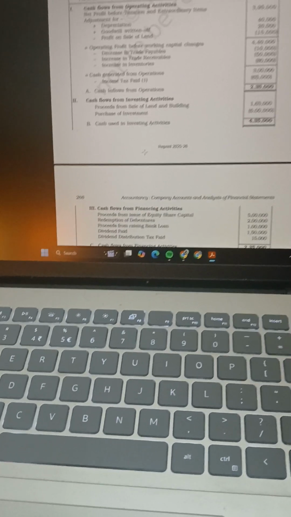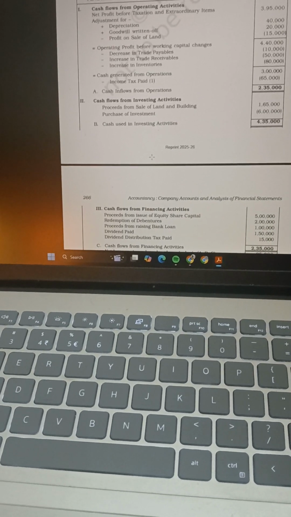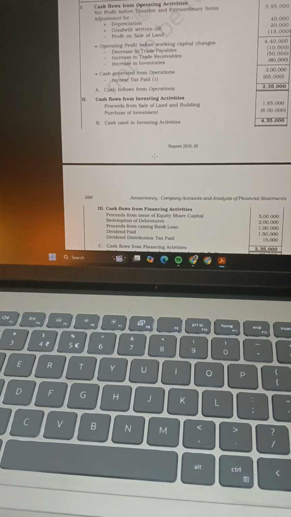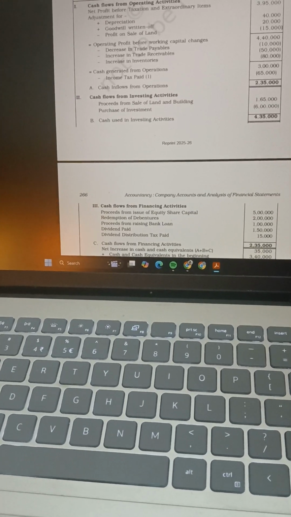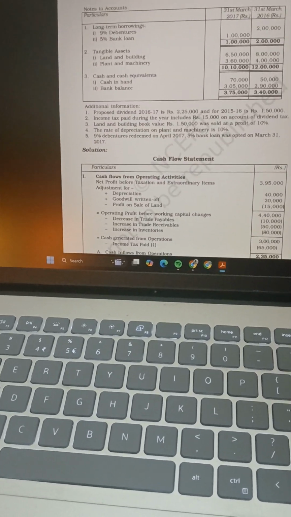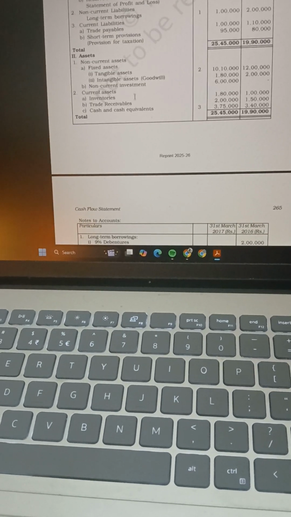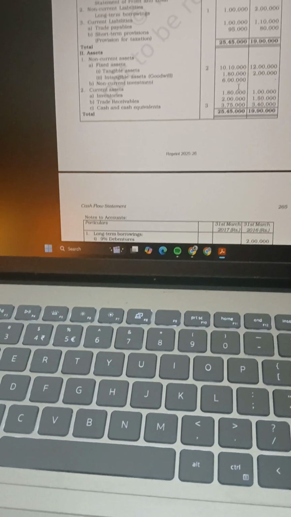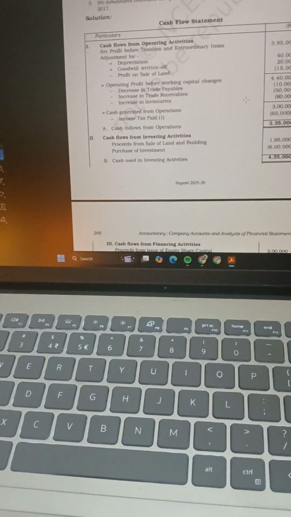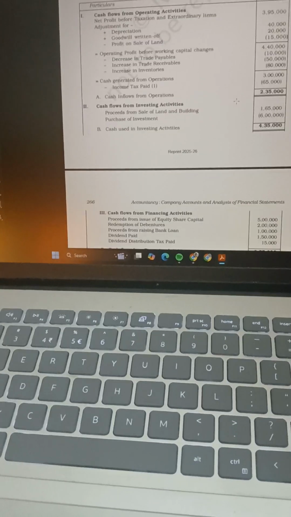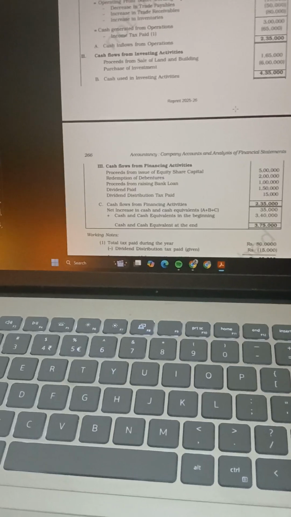Then we have to calculate the cash flows from investing activities. First item is the proceeds from the sale of land and building, that is 1,65,000. Then purchase of investment. Moving on to the question, it is written non-current investment. An investment is made, so that is to be reduced, 6 lakhs, for arriving at the cash used in investing activities.